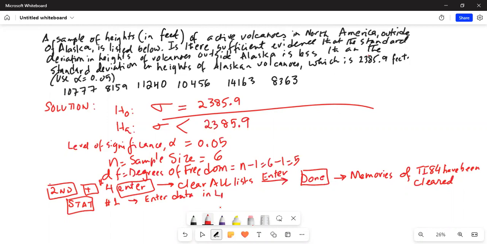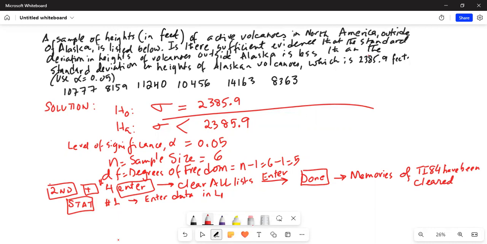Okay. So these are the heights of the volcanoes given to us. 10,777 is the first entry. Enter. Then the next entry is 8,159. Enter. 11,240. Enter. 10,456. Enter. 14,163. Enter. And 8,363. Enter. We did enter the height data in the L1 because we need to calculate the sample standard deviation.